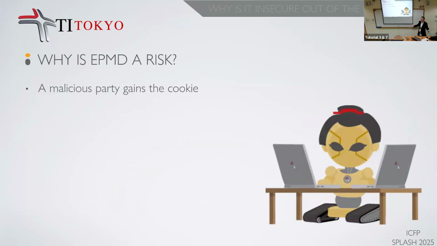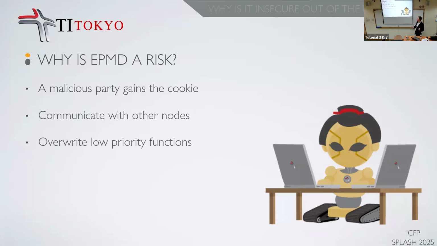So yes, why is EPMD a risk? Let's say a malicious third party gains control of the cookie. What will that incur? Well, first of all, the malicious third party can then communicate with other nodes within your Riak cluster. You get full node discovery, it'll tell you what ports are available, they know everything. But of course, once they have access to the cookie, a slightly more advanced person will be able to use that to attack an Open Riak node and overwrite low priority functions.